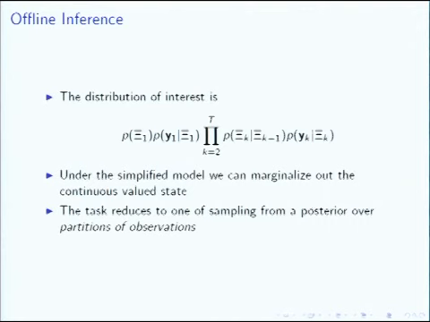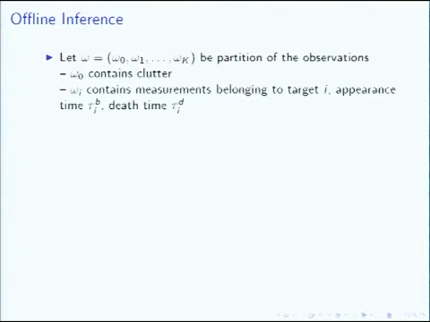And the task of sampling from this distribution reduces to one of sampling from the posterior over partitions of observations. So what that means really is as follows. You're forming a partition of all the observations you received until time capital T, where partition I will contain all the measurements that belong to target I. Remember, the targets are numbered in accordance with appearance. And in addition, just using notation here, I will augment the partition with the birth and death time of the target. Okay, so that's basically it.